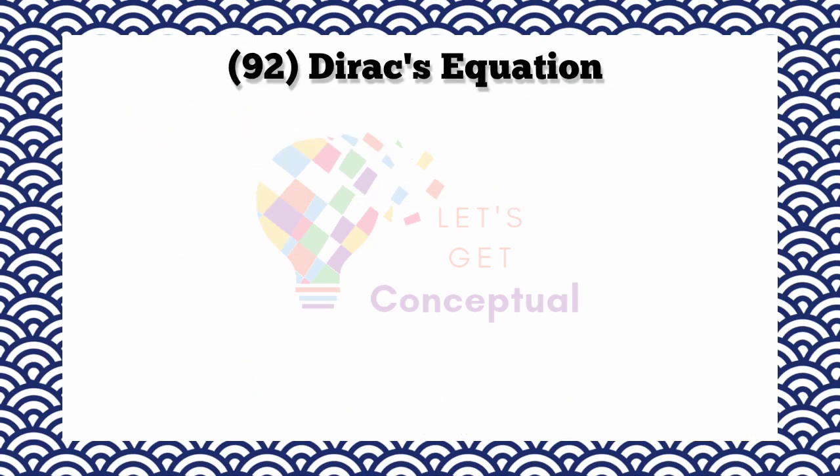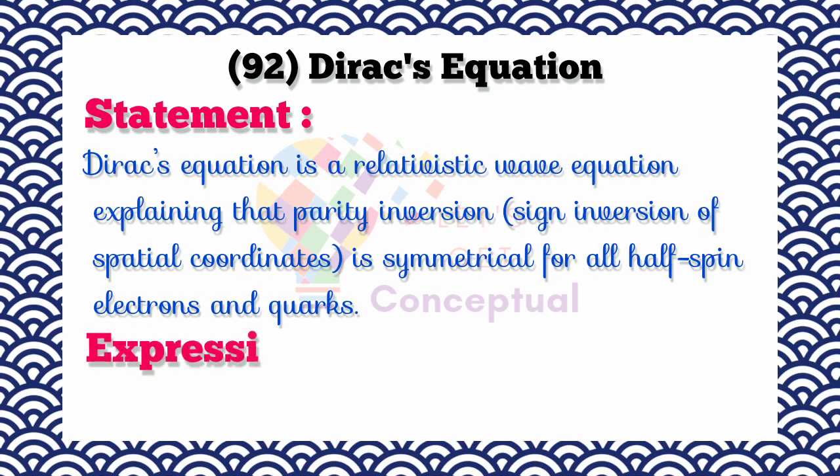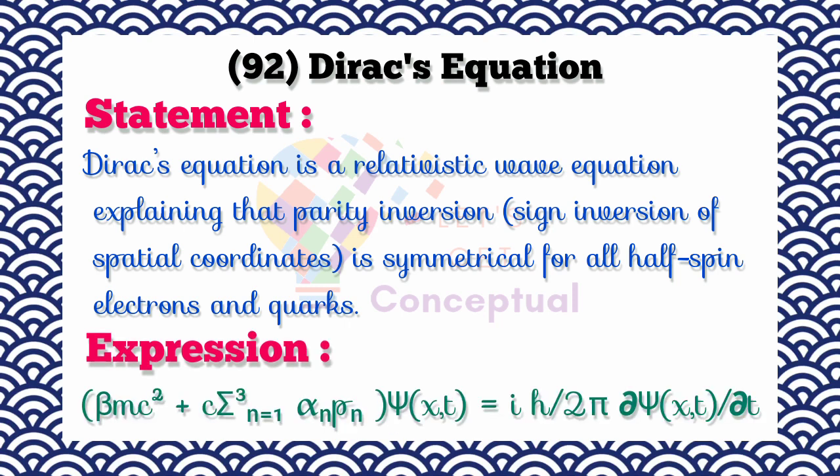Number 92. Dirac's equation. Statement: Dirac's equation is a relativistic wave equation explaining that parity inversion, sign inversion of spatial coordinates, is symmetrical for all half-spin electrons and quarks. Expression is given below.